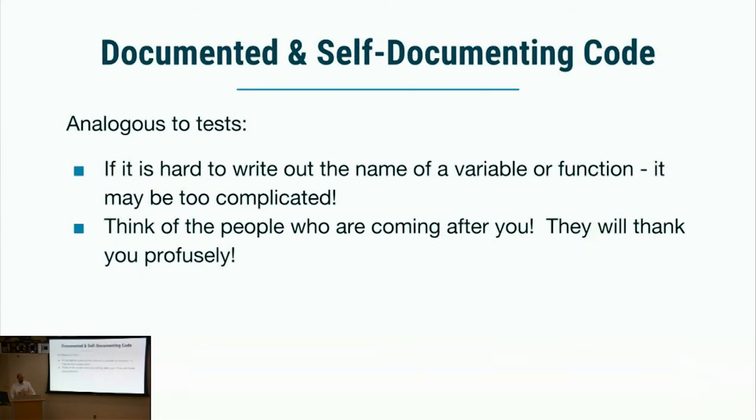So then for the documentation, the self-documenting code, one thing, again, analogous to tests, if it's hard for someone to write out the name of a variable or a function, it's a good indication that something's wrong. It's like a code smell. There's something too complicated going on. You really should be able to rearrange things so that you can explain it to yourself in your self-documenting code, and someone else can read it and understand what you're trying to do. And again, think of the people who are coming after you. They will thank you profusely.